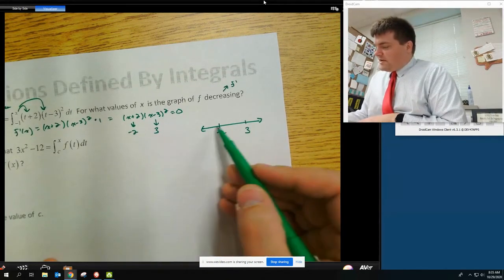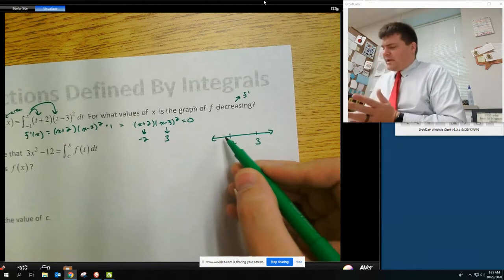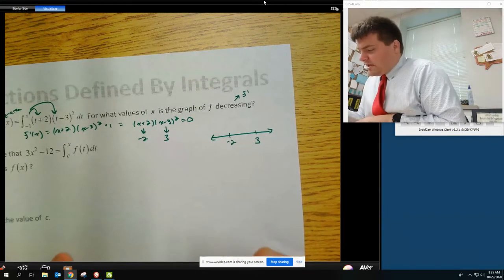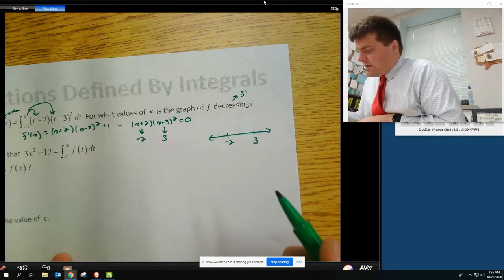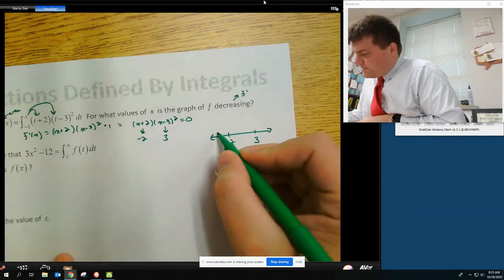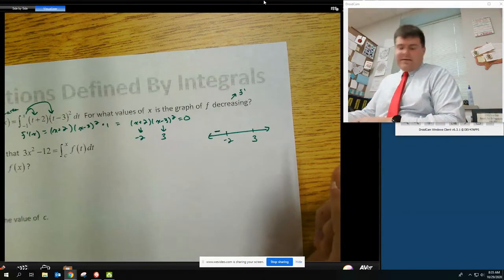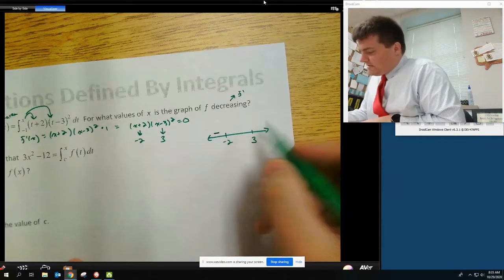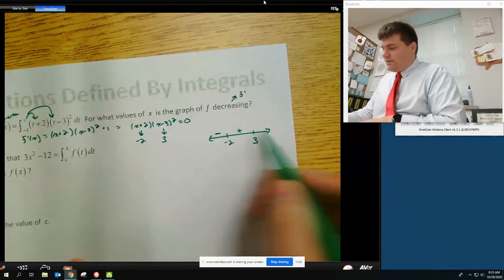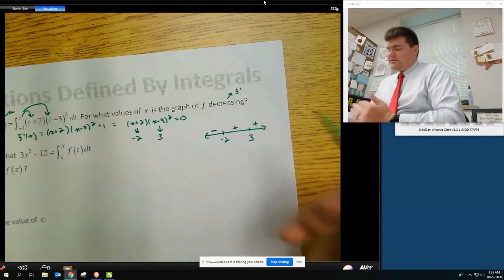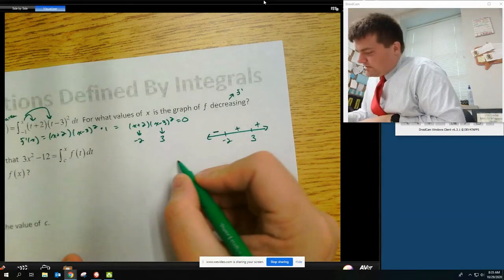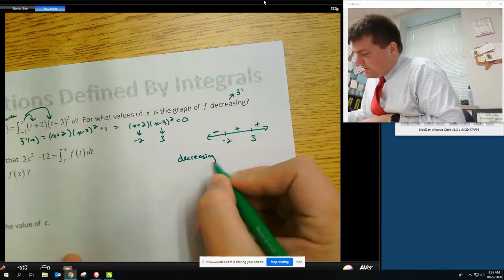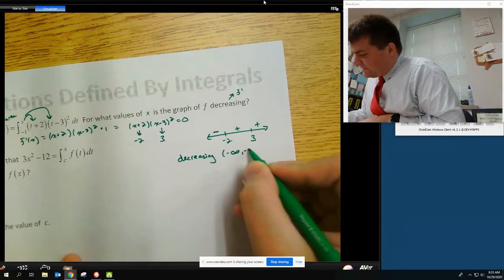So from negative infinity to negative 2, if I plug in a number like negative 3, for instance, I'm going to end up getting a negative value. Then if I plug in a 0, this is always going to stay positive, so I get a positive value. If I plug in a 4, it's going to be a positive value again. So where is this decreasing? We are decreasing in the interval of negative infinity to negative 2.